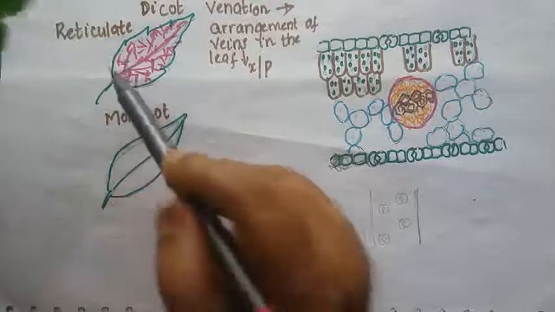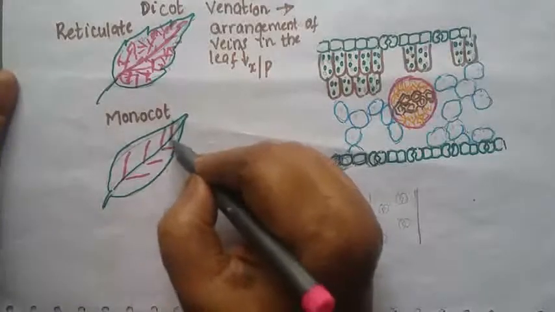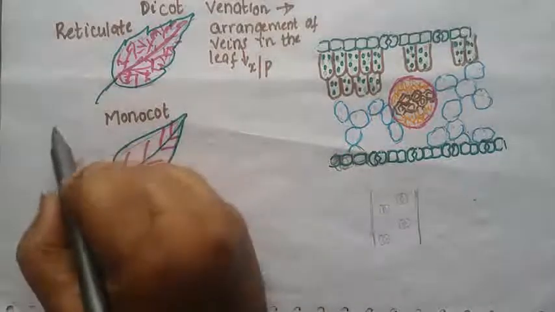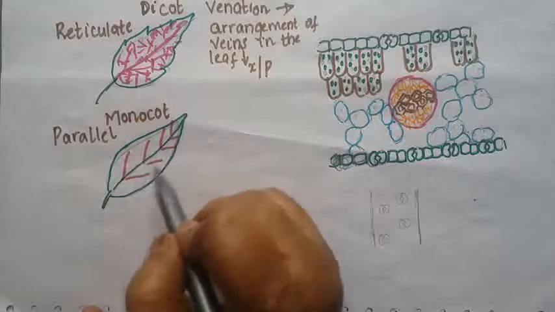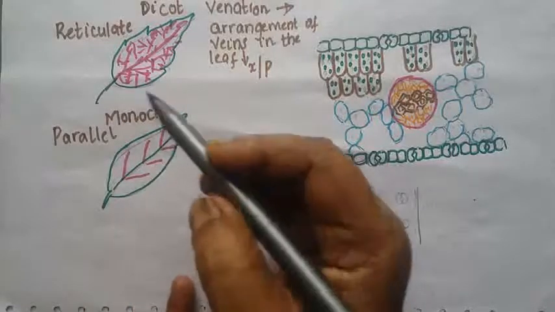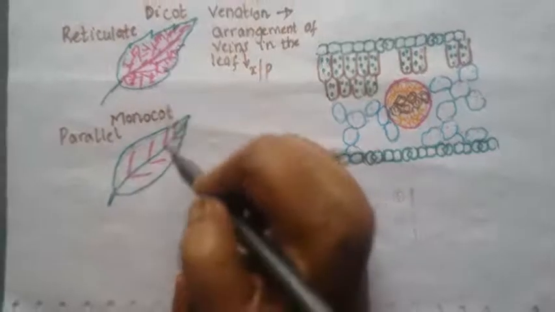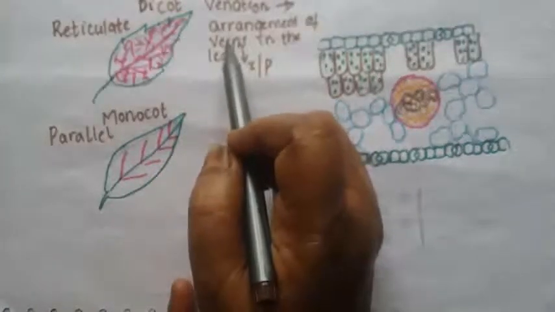Alright, now in case of monocot leaves, we find the other type of venation. So what do we call that type of venation? If you look, the veins are parallel to each other and we call it a parallel venation. So looking at the diagram, you can identify the dicot leaf or a monocot leaf, looking at the arrangement of the venation or the veins.